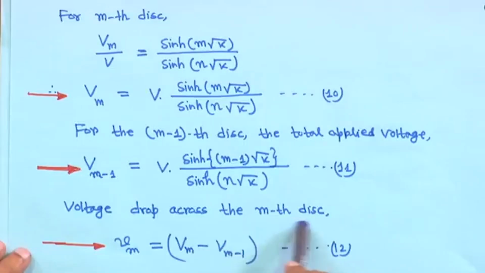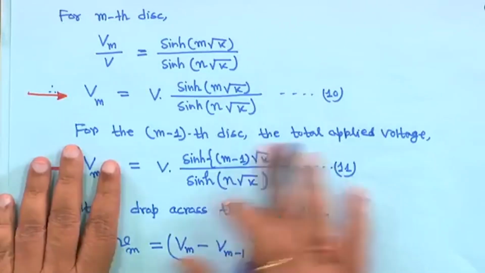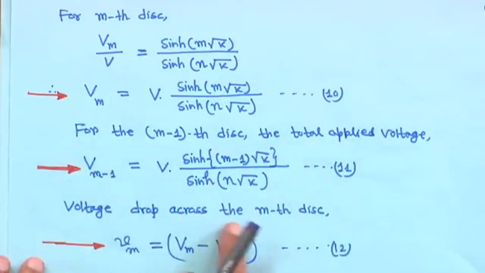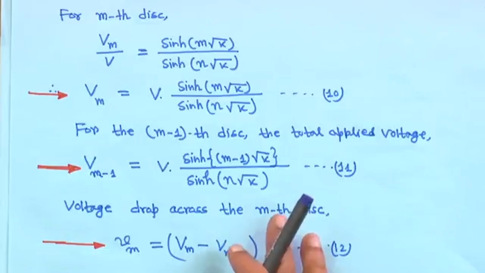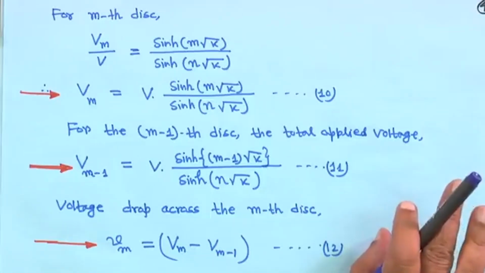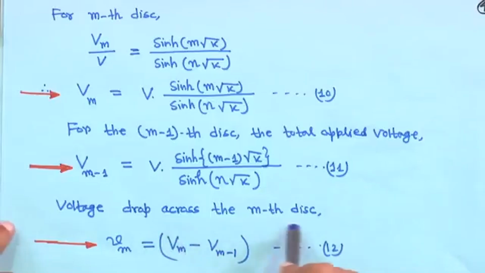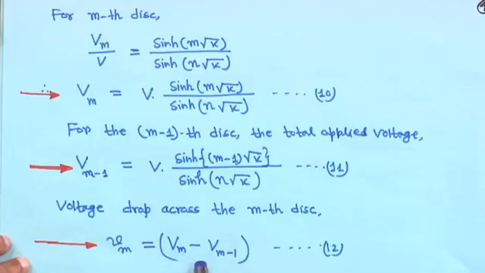So, voltage drop across the mth disc will be capital Vm minus capital Vm minus 1. Do not confuse this derivation with the previous one. Here the nomenclature is just different, so do not mix up when you listen to this video or when you solve numericals. So the voltage across the mth disc, that small Vm, is equal to the difference between capital Vm and capital Vm minus 1.